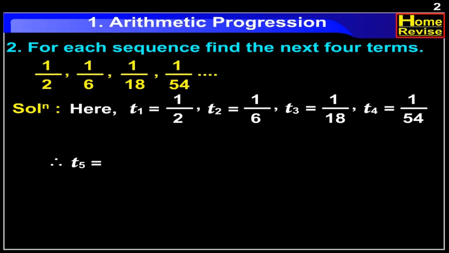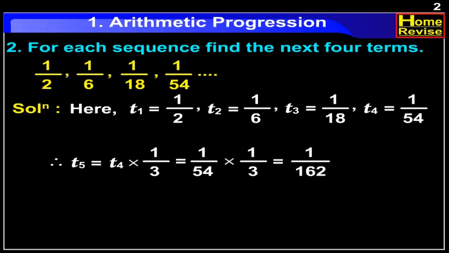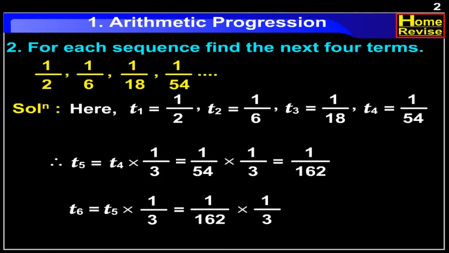Therefore, T5 is equal to T4 into 1 upon 3 is equal to 1 upon 54 into 1 upon 3, which is equal to 1 upon 162. T6 is equal to T5 into 1 upon 3 is equal to 1 upon 162 into 1 upon 3, which is equal to 1 upon 486.